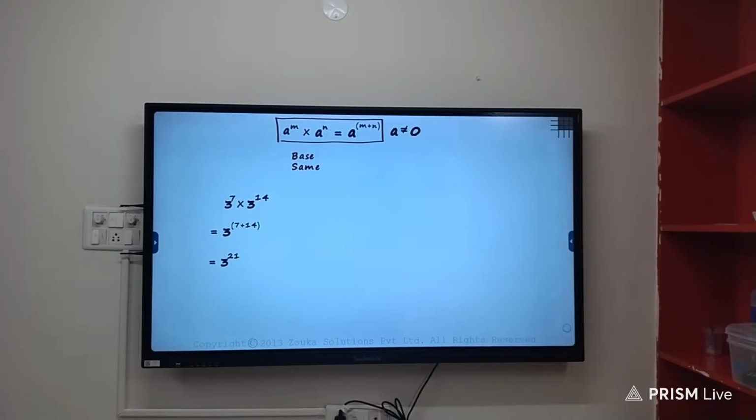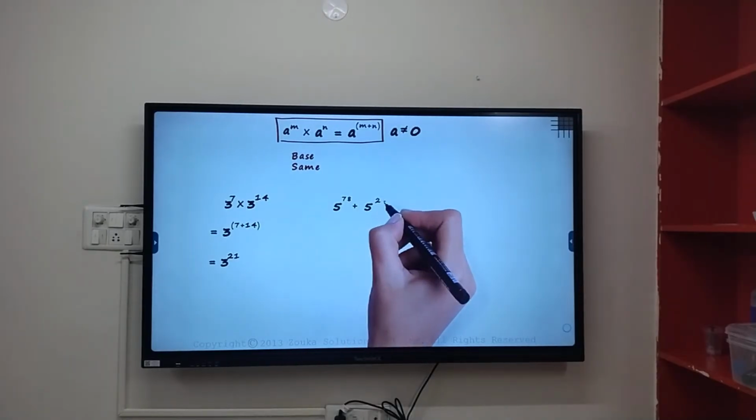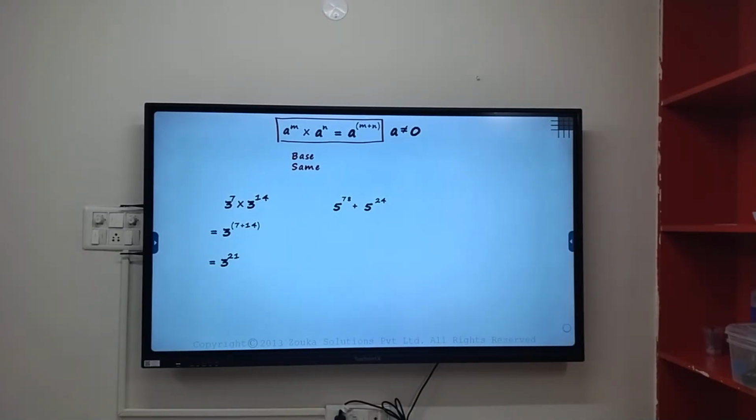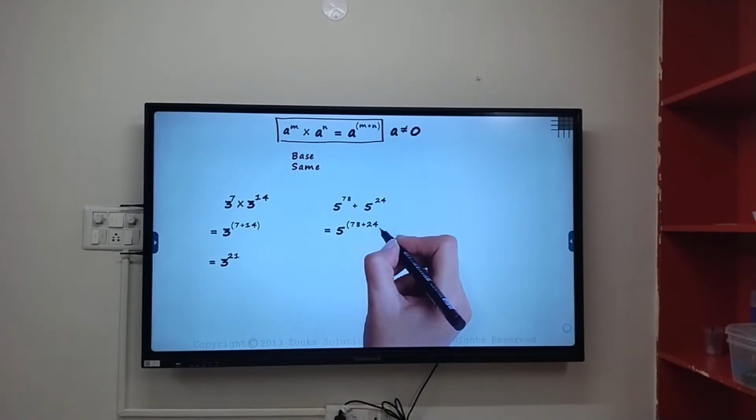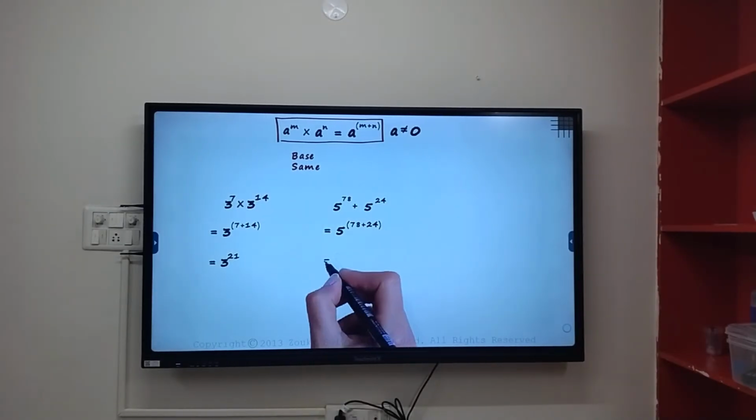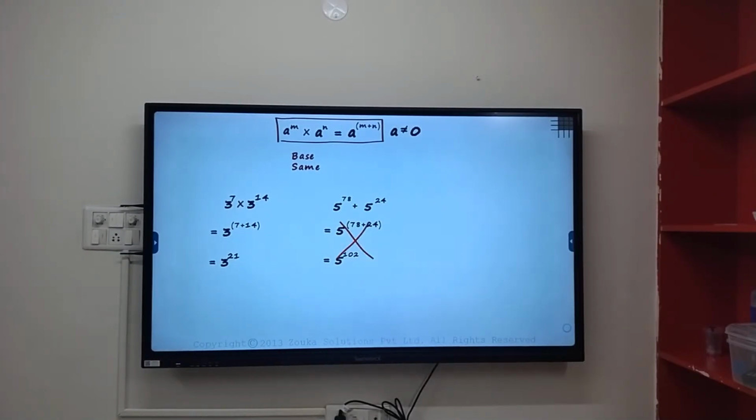Let's get the next problem. 5 raised to 78 plus 5 raised to 24. Using the product law, this can be written as 5 raised to 78 plus 24, which equals 5 raised to 102. Correct? Wrong. Yes, the base is the same, but notice that we have an addition sign here, and the product law can be used only for multiplication or product, as the name says, not for any other operation.